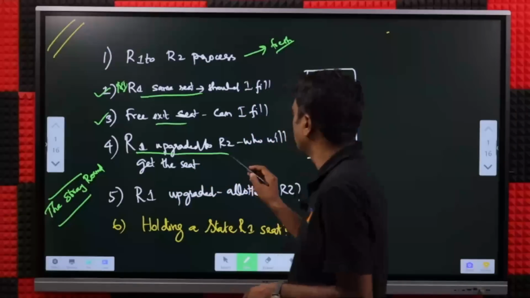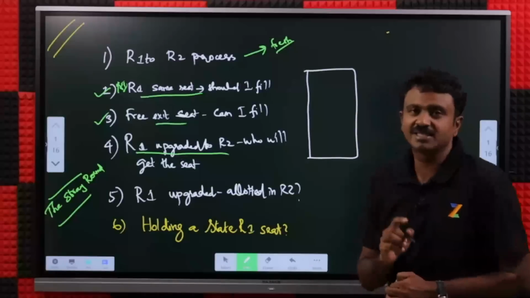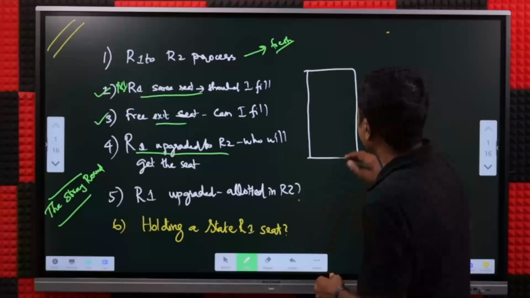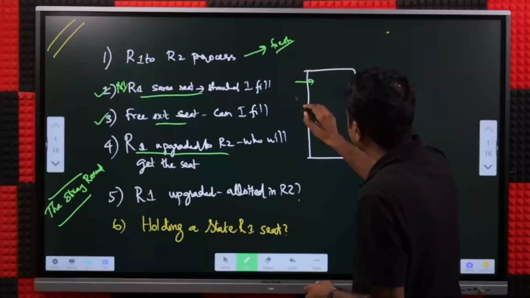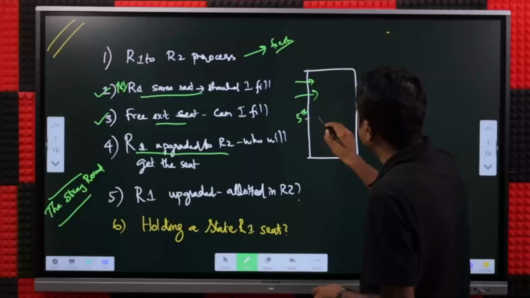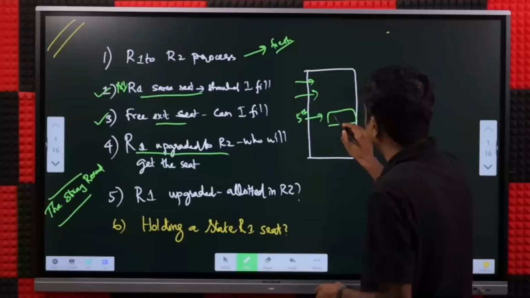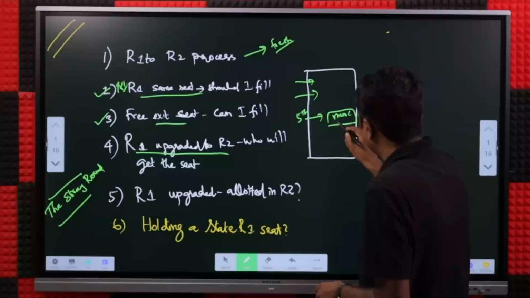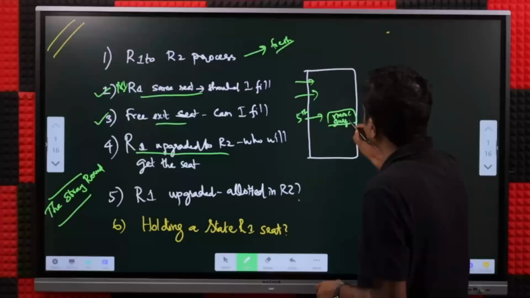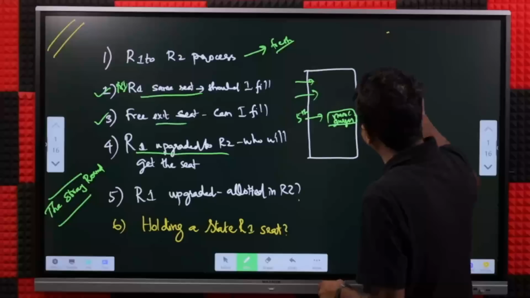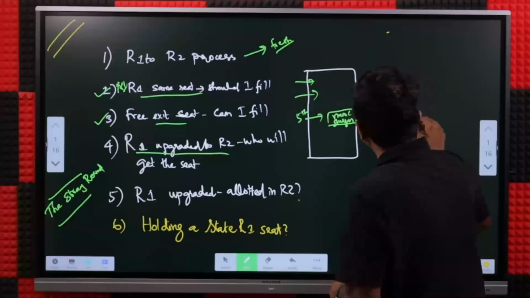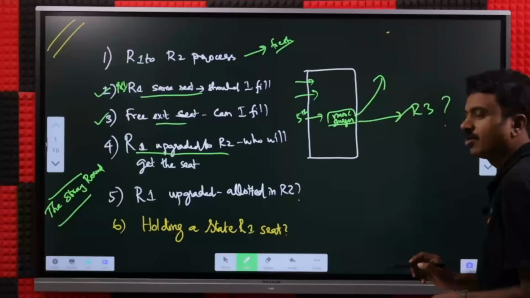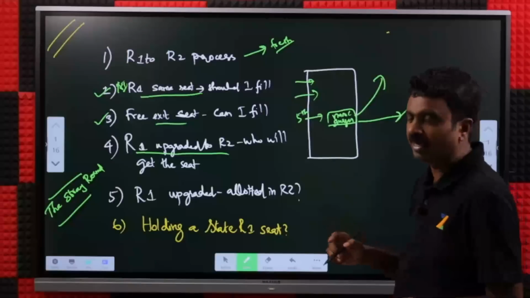R1 upgraded to R2, who will get the seat? This is a query. Basically, if an R1, like we said, a 5th ranker holds a seat, let's take VMMC surgery seat, and the 5th ranker upgrades to a better seat, this seat goes to round 3. Will it go to round 3 is the question. That is something that many candidates have asked.